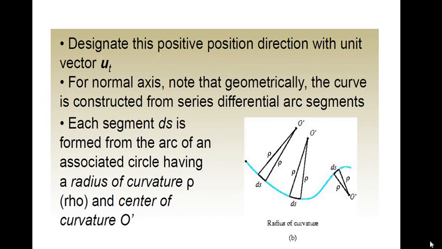For the normal axis, note that geometrically the curve is constructed from a series of different arc segments. Each segment ds is formed from an arc of an associated circle having a radius of curvature ρ and center of curvature O as shown in the figure.